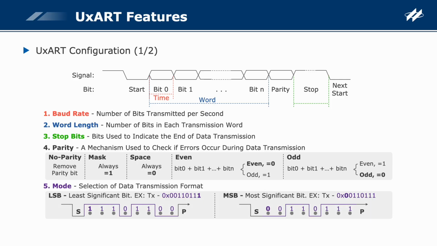Mode is used to select the transfer mode. LSB, least significant bit, transmission begins with the least significant bit. For example, if the data is 0011 0111, transmission begins with the rightmost 1. MSB, most significant bit, transmission begins with the most significant bit. For example, if the data is 0011 0111, transmission begins with the leftmost 0.